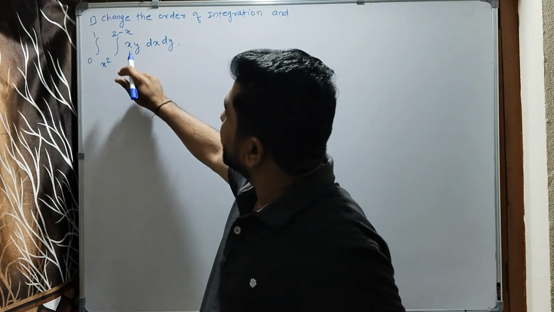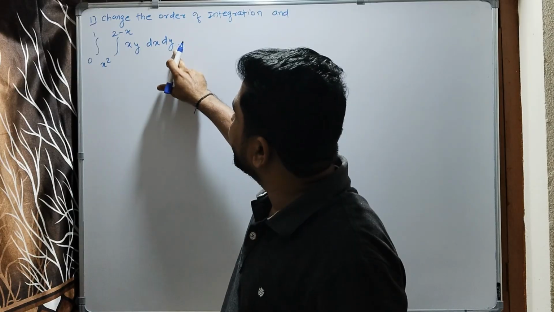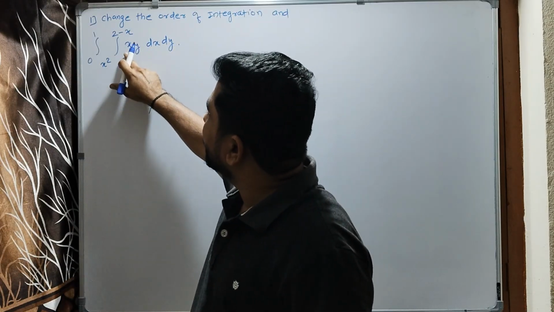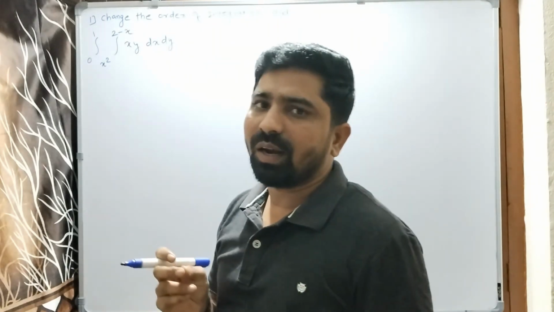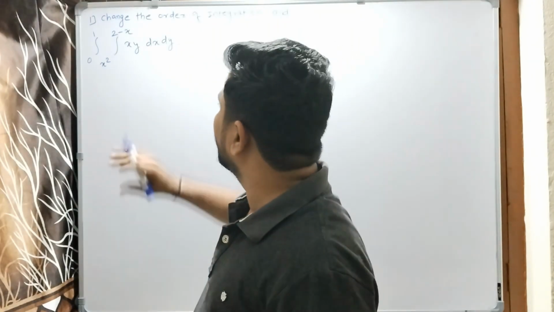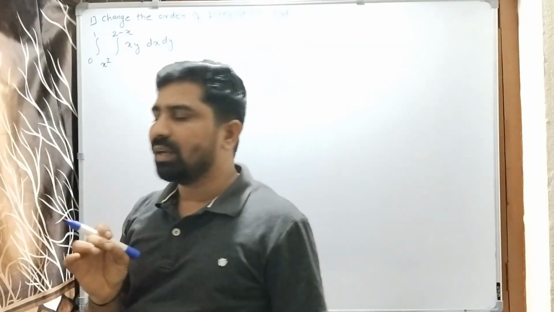The limits of my second integration are in terms of the x variable, so the correct order must be dy dx. But in the question, they have given dx dy. So first of all we have to write the correct order of integration. First I will draw the region, after that I will write the correct order of my integration.